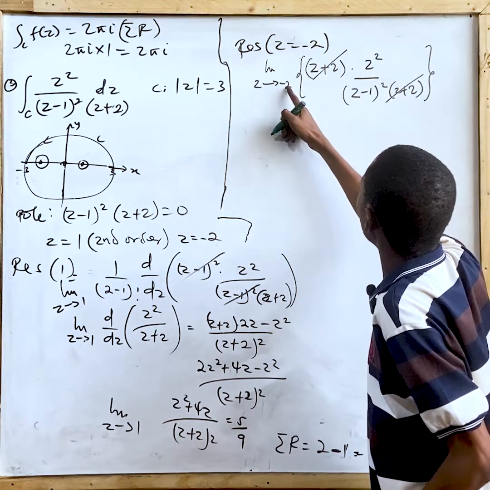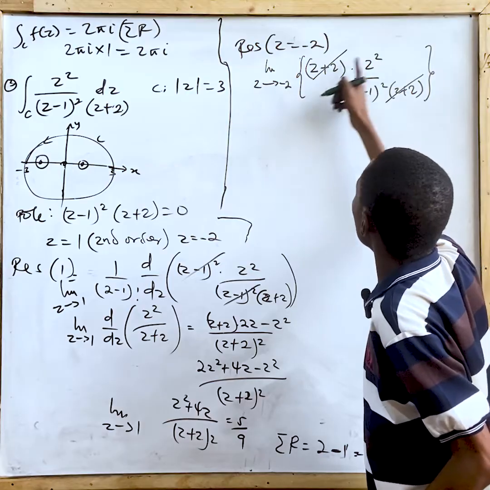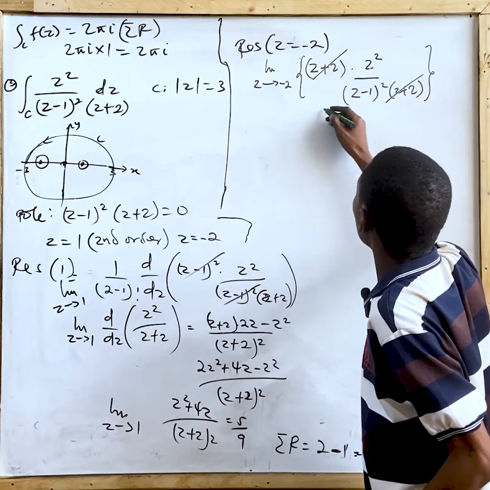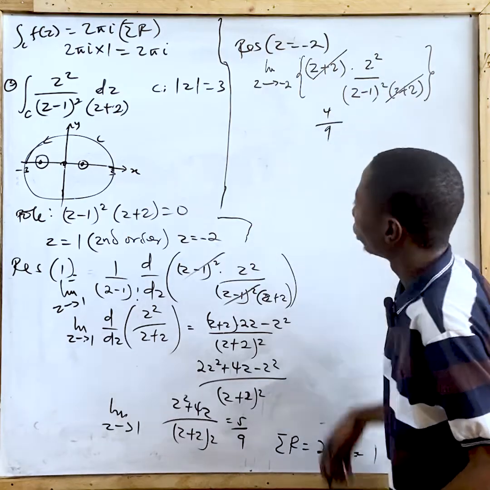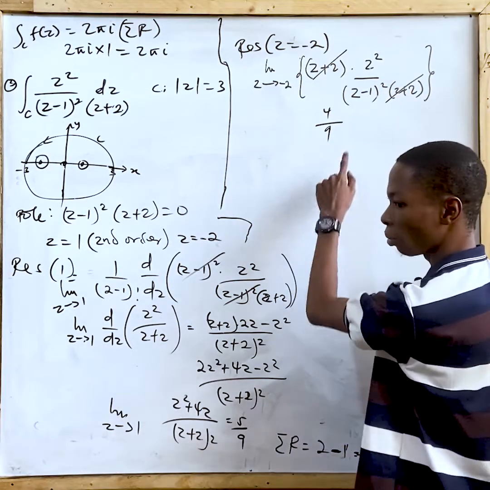So we are taking the limit at z equals minus 2. So put minus 2 here. Minus 2 all squared is 4. Minus 2 minus 1 is minus 3. Minus 3 squared is 9. So the first one is 5 over 9. The second one is 4 over 9.